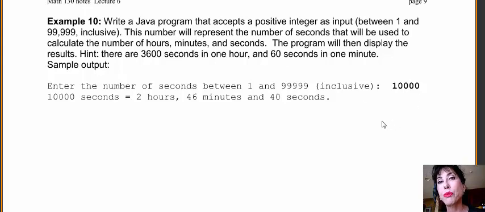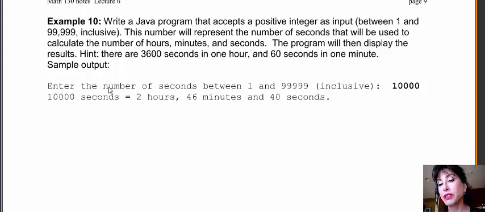In this example, we're being asked to write a Java program that accepts a positive integer as input between 1 and 99,999 inclusive, and this number is going to represent the number of seconds that will be used to calculate the most number of hours, minutes, and seconds that it represents. The program will then display the results. So, hint, we're going to use some facts.